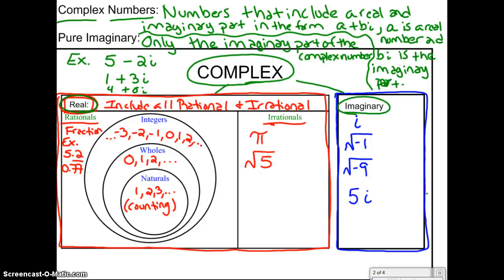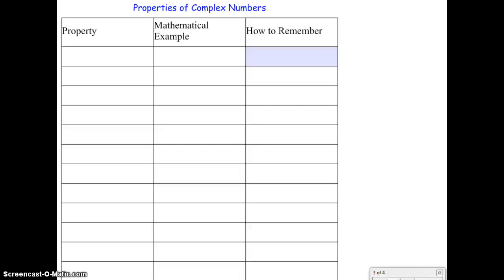So what are some properties that work with imaginary numbers or complex numbers in general? You guys have seen some of these properties for a while, so we are going to do a little review with them. We're going to start with your first 3 that you are probably most familiar with. The first one is the commutative property. Okay? And then associative and distributive. These three you probably remember the most.